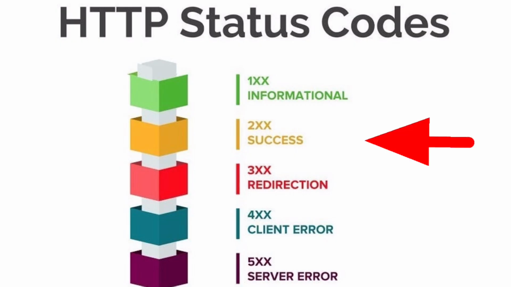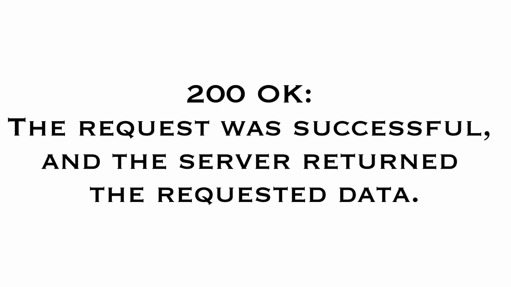Next we have the 200 series, which is very common. These codes indicate that the request was successfully processed. 200 OK, the request was successful and the server returned the requested data.